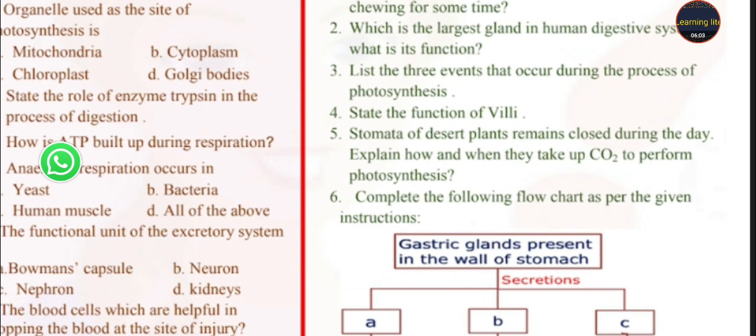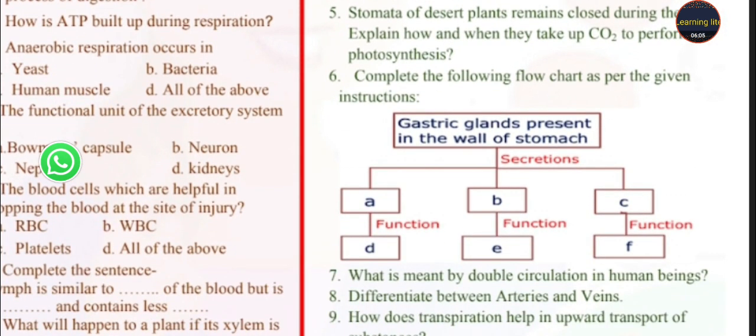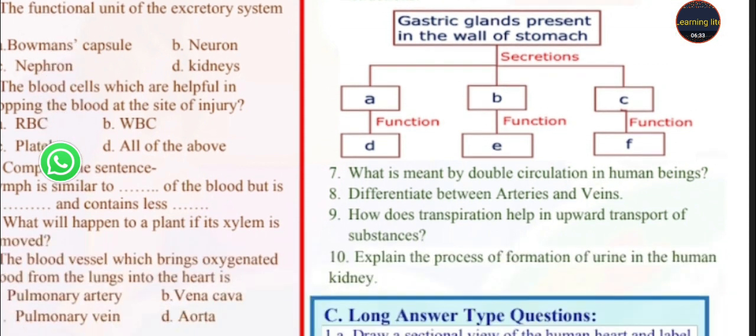Sixth question, student, the gastric glands present in the wall of the stomach. There are three gastric secretions. First is HCl, hydrochloric acid. Second is pepsin. Third is mucus. So HCl helps in the activation of pepsin, and it also kills microbes. Pepsin helps in protein digestion. And the third secretion is mucus, it protects our stomach wall from the hydrochloric acid.